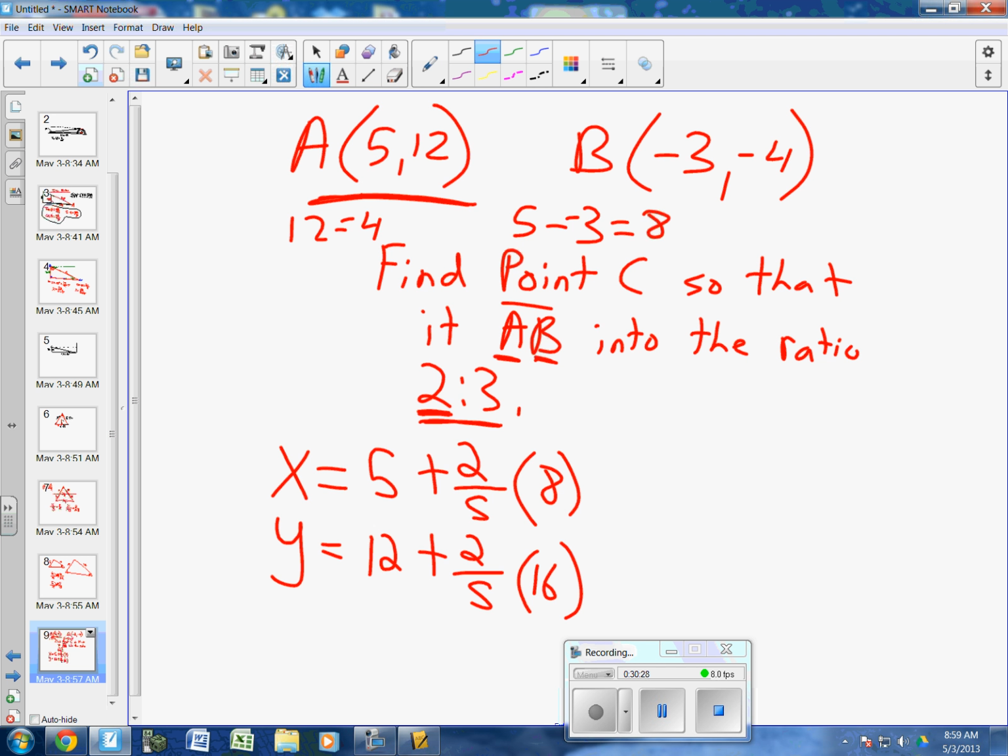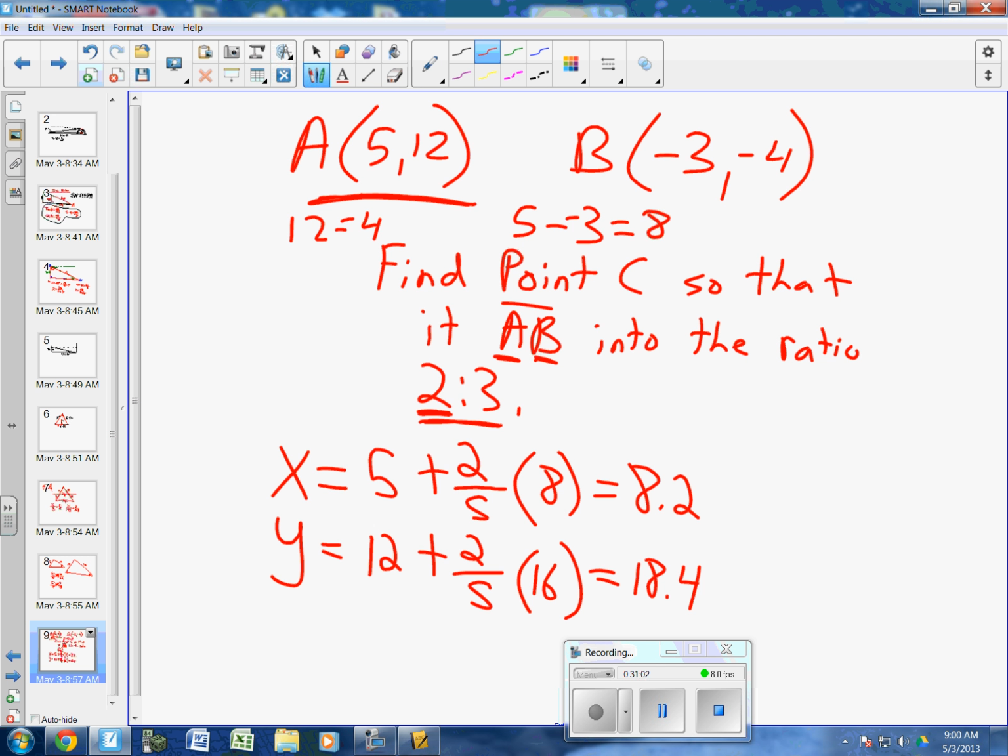Okay, and so if I put that in my calculator, what does x come out to be? 8.2? Anybody verify that? Okay. What does y come out to be? What was that? 18.4? Really? Oh, well, you know what? Yeah.